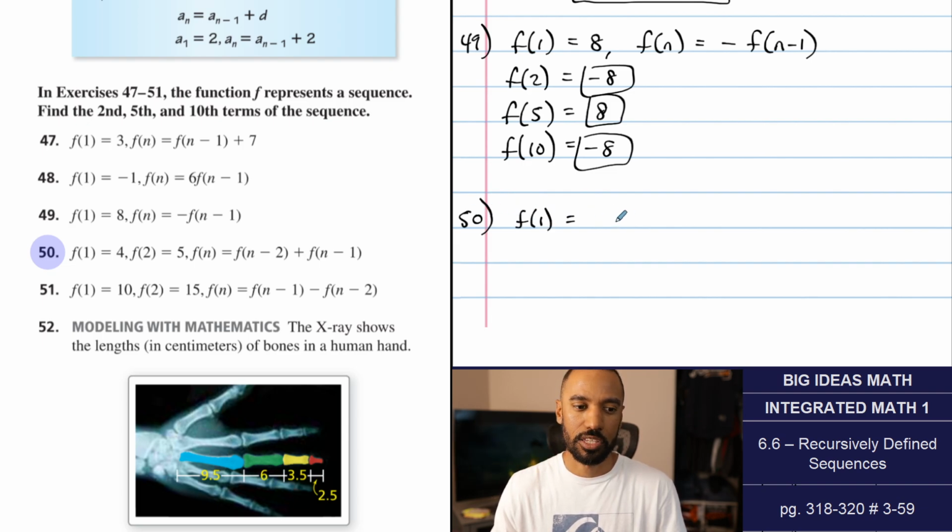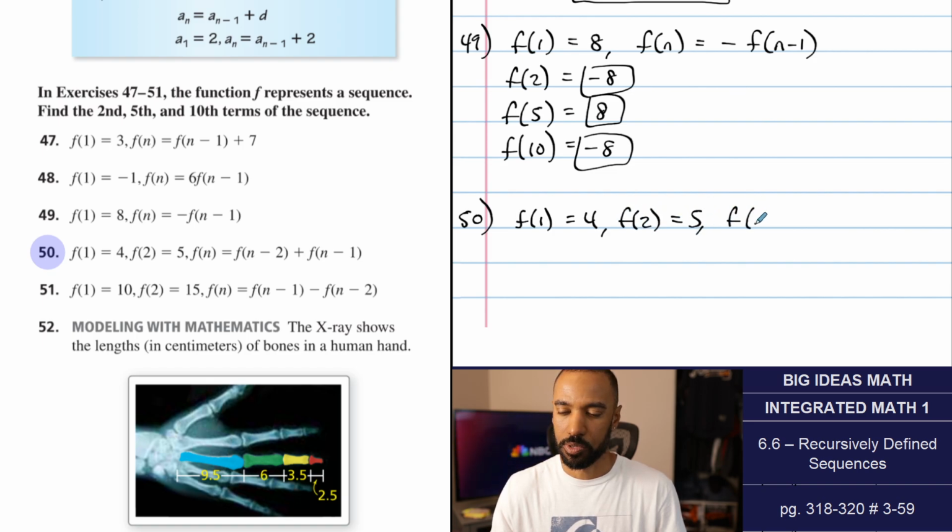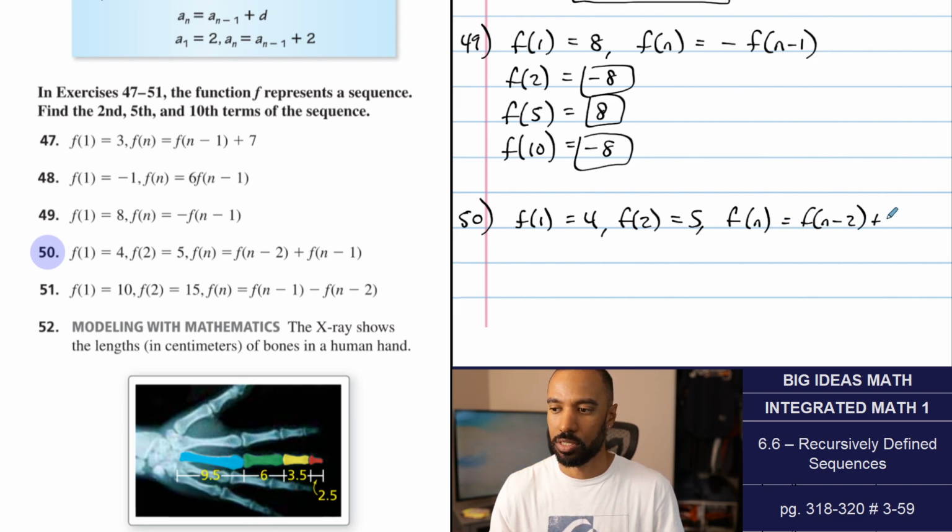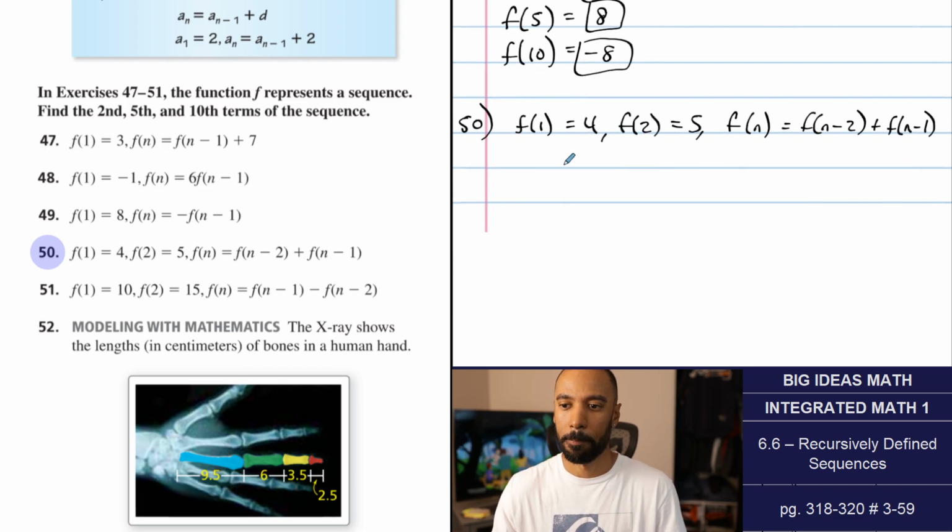So f of 1, this is one where we have to probably stay recursive, because I don't know how the explicit rule would pan out with this. So you take the term 2 terms before plus the 1 term before. So they said find the second, fifth, and 10th terms of the sequence. We have the second term. The second term is 5. We're all done there. I'm just going to write out this thing as a list, literally, 4 and 5.